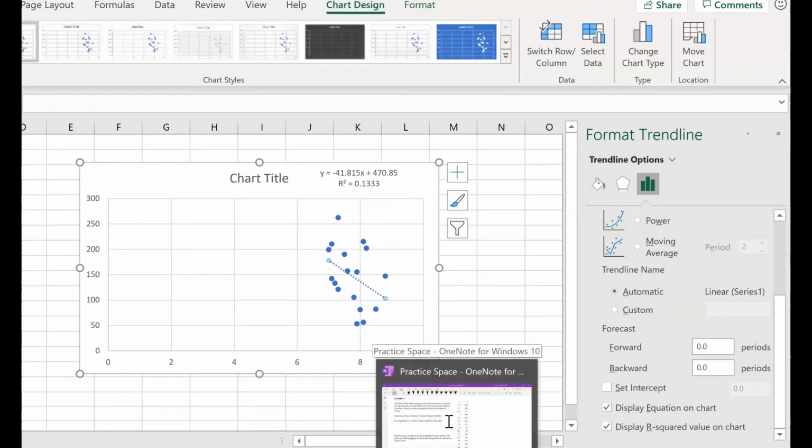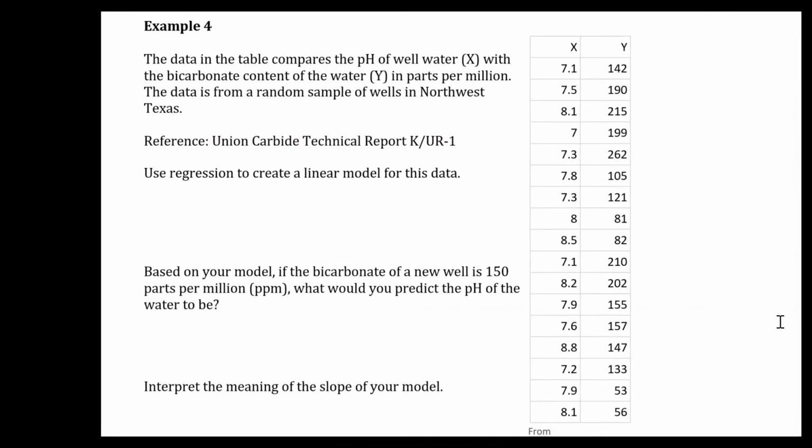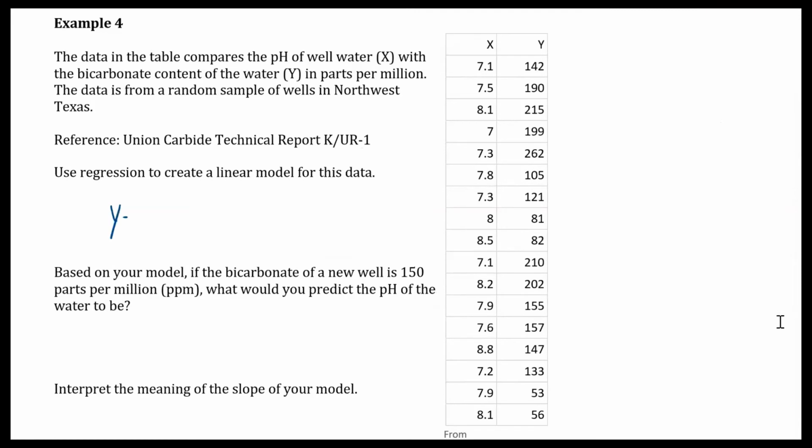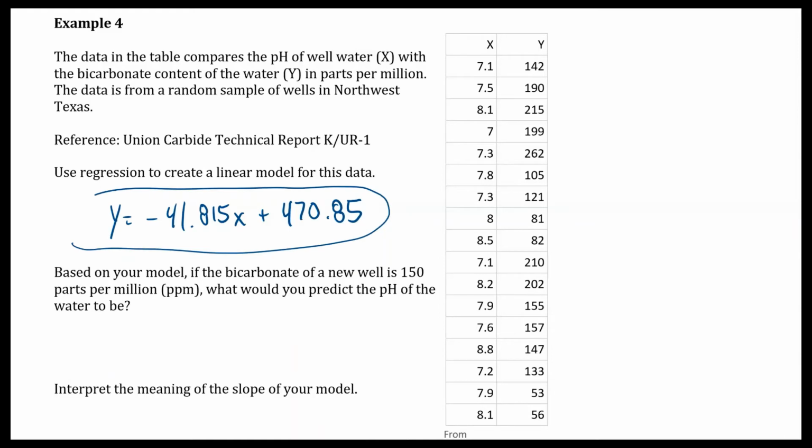So I'm going to go back to OneNote and we'll finish looking at this example. So using Microsoft Excel, we found our model to be Y equals negative 41.815 X plus 470.85. So now with this model in place, we can try to answer some questions about the situation that we have. Based on the model, if the bicarbonate of a new well is 150 parts per million, what would you predict the pH of the water to be?